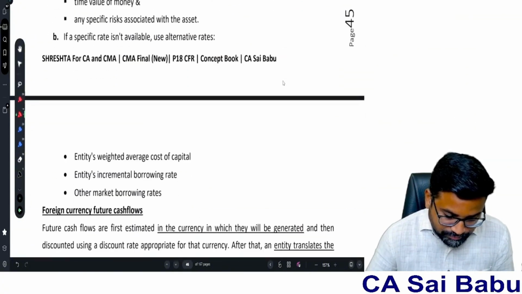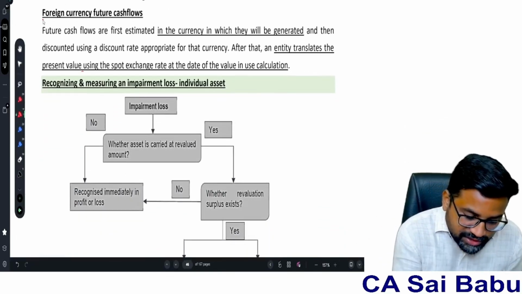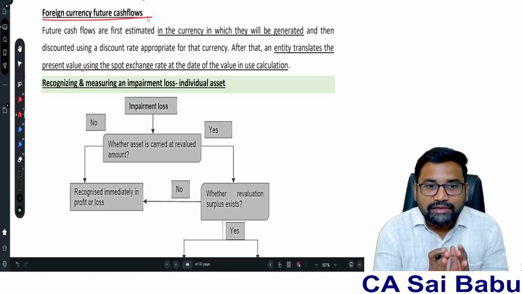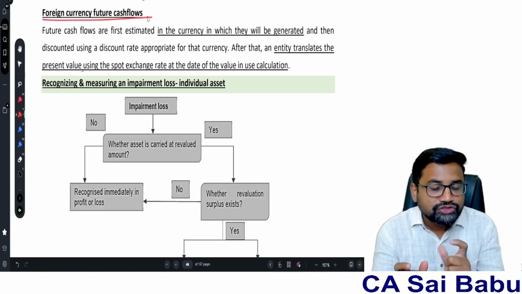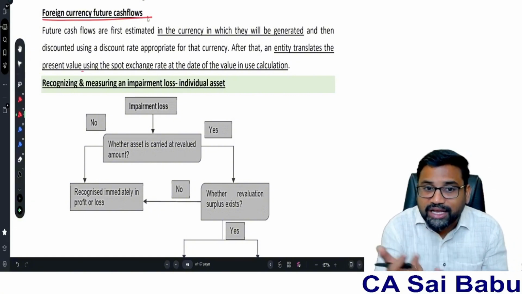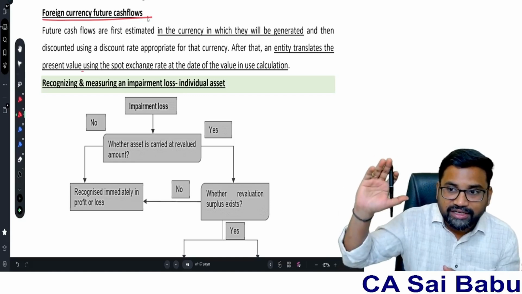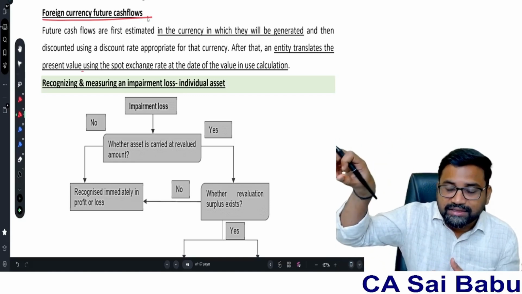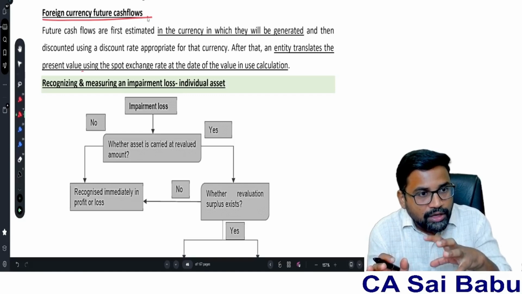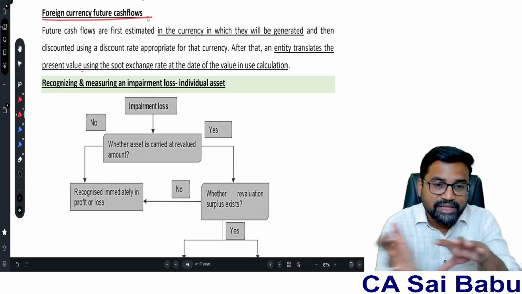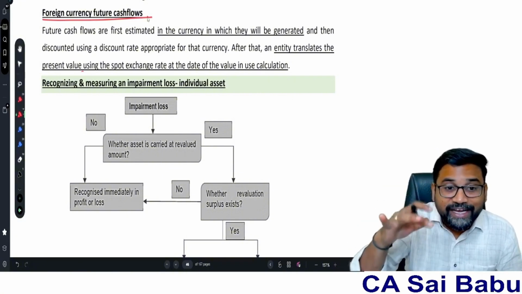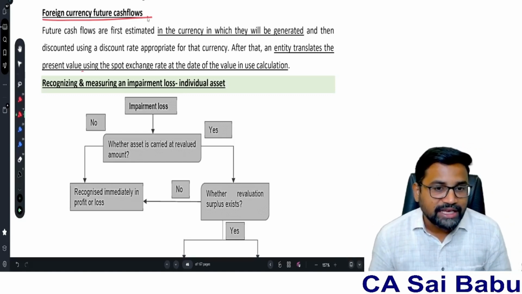And one more interesting point here: future foreign currency cash flows. Suppose when you are calculating the value in use, I told you value in use is equal to the present value of the expected cash flows. Suppose the cash flows of the asset are in foreign currency, as your asset is in a foreign country. Now that asset is generating cash flows in foreign currency. Then how to calculate? Simple. Whatever the cash flows are in foreign currency, first of all discount them into the present value. After that, convert them into Indian rupees by using the spot exchange rate on the date of conversion, the date on which you are calculating the value in use.